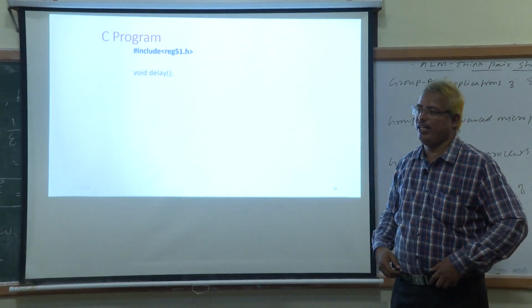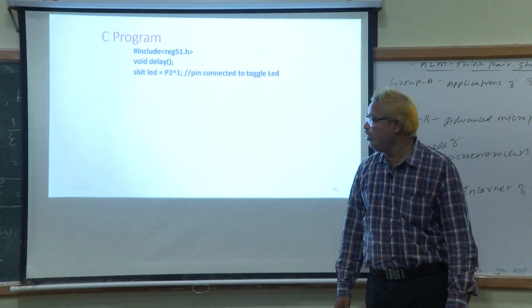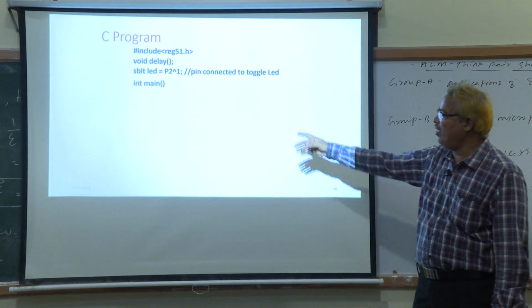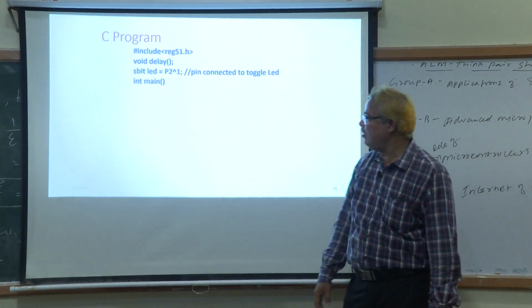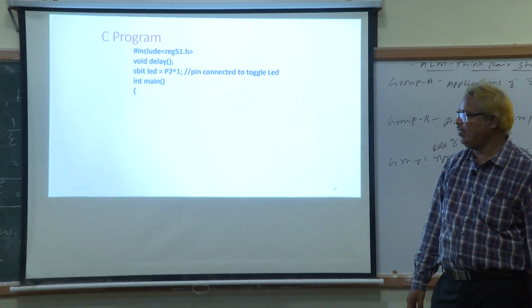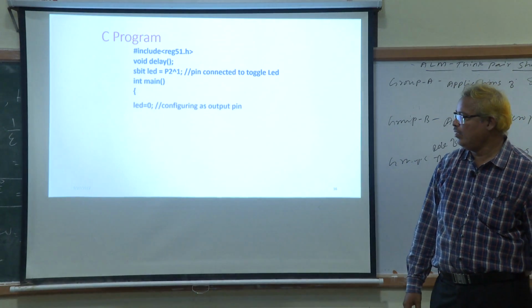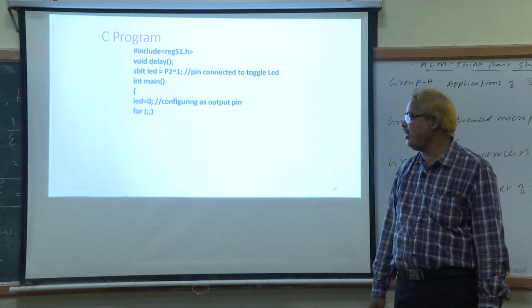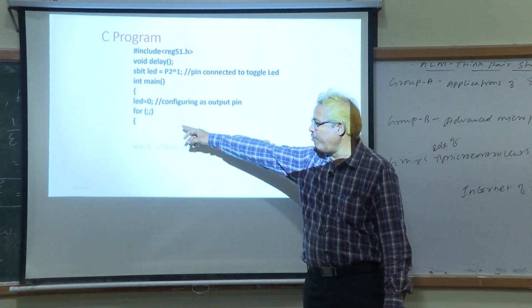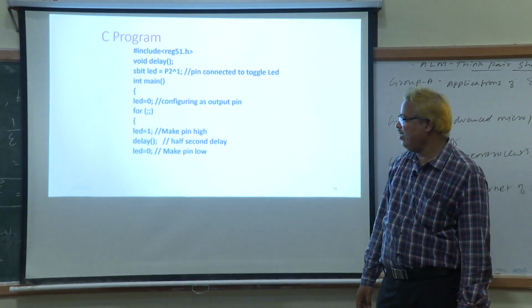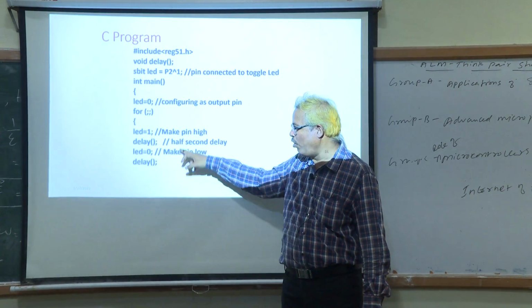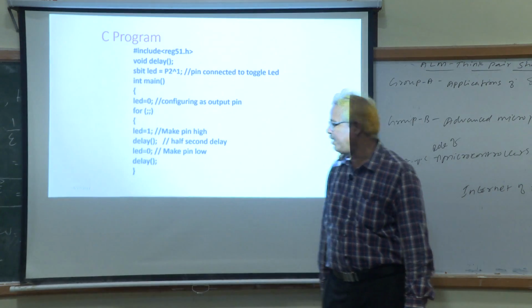The program starts with including the header file, register 51, and then declaring port 2.1 as a single bit, and then int main. LED is equal to 0, configuring it as an output pin. The for loop is running forever. So LED is equal to 1, delay. Now it is toggling with a delay of 500 milliseconds.